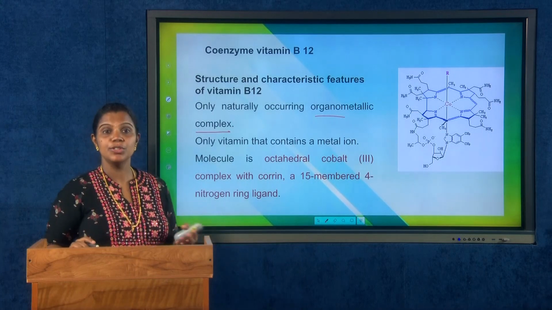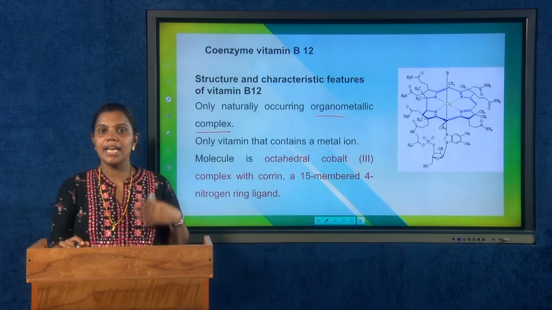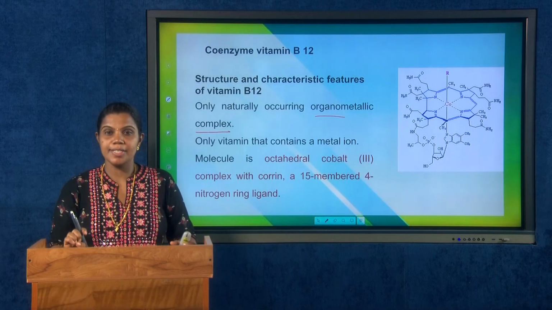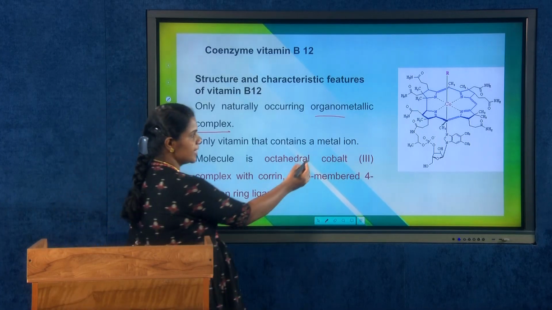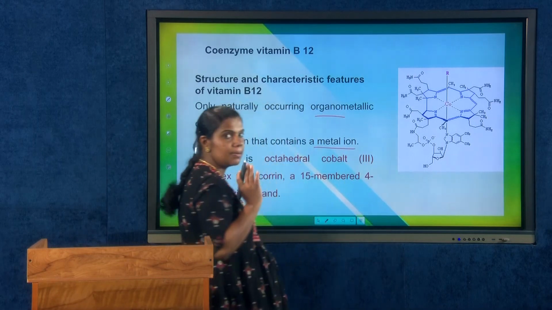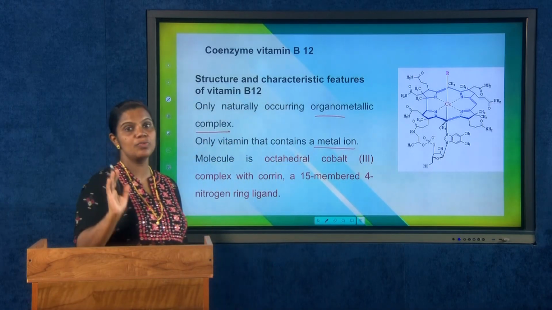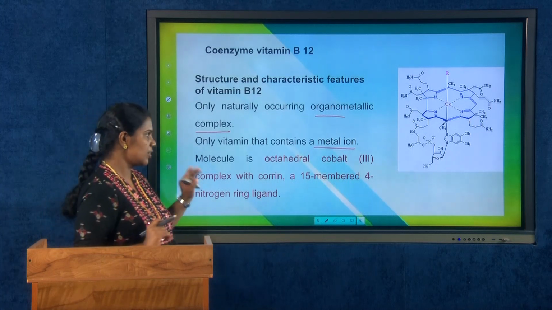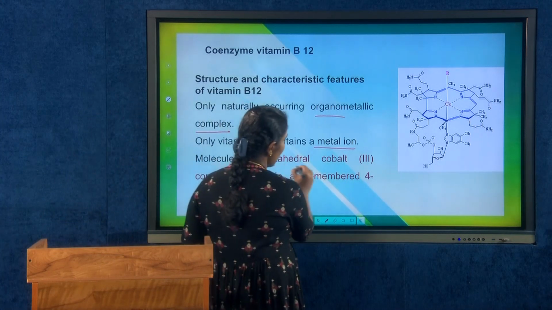It is the first known organometallic complex which is naturally occurring. It is the only vitamin which contains a metal ion. Vitamin B12 is the only vitamin which contains a metal ion. The structure of the molecule is octahedral.